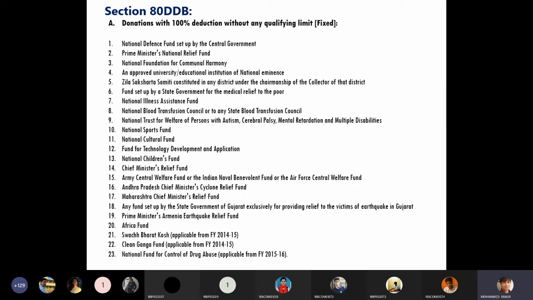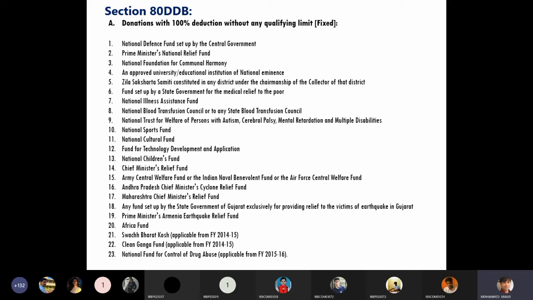National Trust for Welfare of Persons with Autism, Cerebral Palsy, Mental Retardation and Multiple Disabilities, National Sports Fund, National Culture Fund, Fund for Technological Development and Application, National Children Fund, Chief Minister's Relief Fund, Army Central Fund or the Indian Naval Benevolent Fund or the Air Force Central Welfare Fund, Andhra Pradesh Chief Minister's Cyclone Relief Fund, Maharashtra Chief Minister's Relief Fund, any fund set up by the state government of Gujarat exclusively for providing relief to the victims of earthquake in Gujarat, Prime Minister's Armenia Earthquake Relief Fund, Africa Fund, Swachh Bharat Kosh, Clean Ganga Fund, National Fund for Control of Drug Abuse.